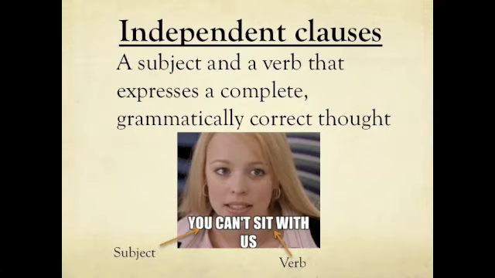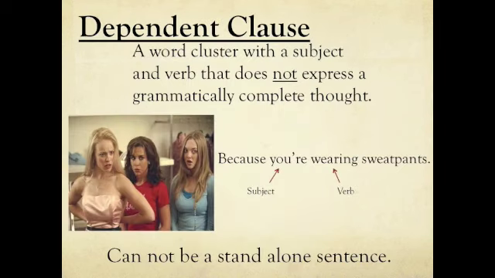Let's backtrack for a second with a quick review of clauses. An independent clause is a subject and a verb that express a complete thought. It should be able to stand alone as a complete, grammatically correct sentence. A dependent clause is a word cluster that includes a subject and a verb, but is not a grammatically correct, complete thought. Because of this, it cannot stand alone as its own sentence.